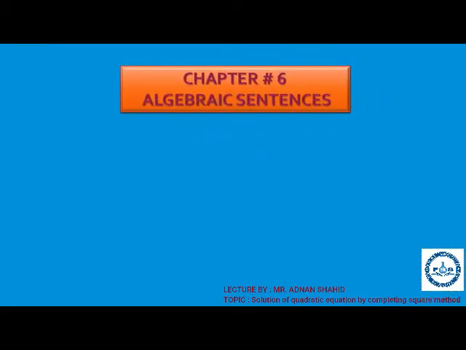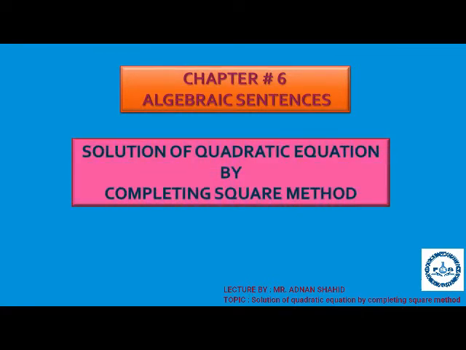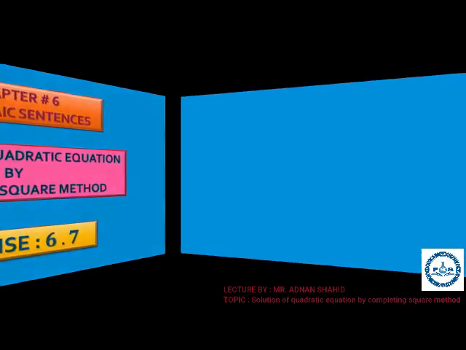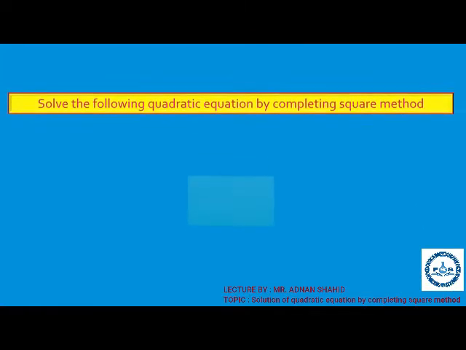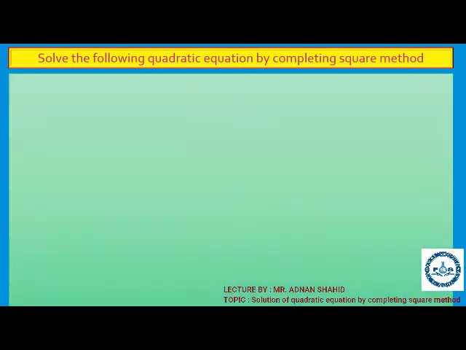Now moving towards chapter number 6, the algebraic sentences. The topic is quadratic equation by completing square method. Exercise 6.7. In the previous lecture, we have discussed the method of solving quadratic equation by using quadratic formula. Now moving towards the second method for solving quadratic equation, the method is completing square method.